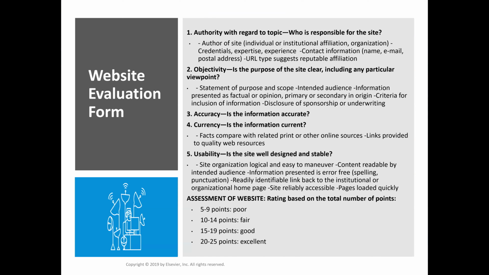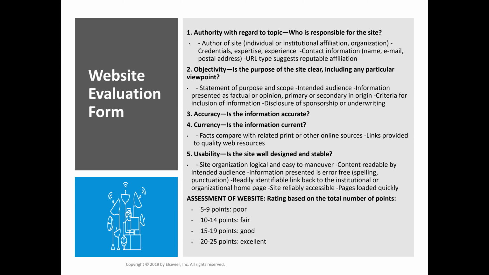So for me, anything that is more than 5 years is not current anymore. I would take anything 5 years, but more than 5 years is kind of pushing it, unless it's a classical paper, like classical information. Usability is, how is the site? Is it stable? Is it well designed? Is it easy to maneuver? Can you read it? Can you get the information? Is it error free? Is there anything that links it back to the institution or the organizational homepage?